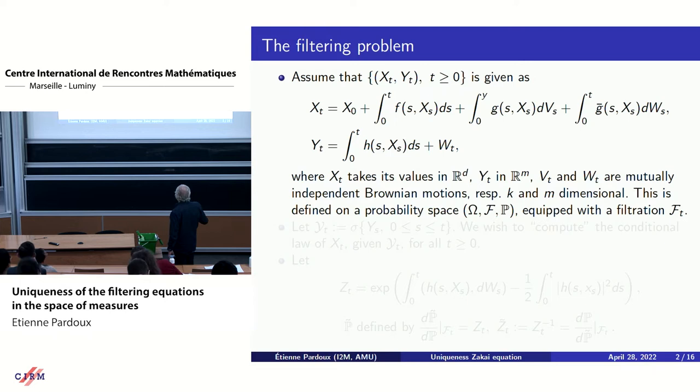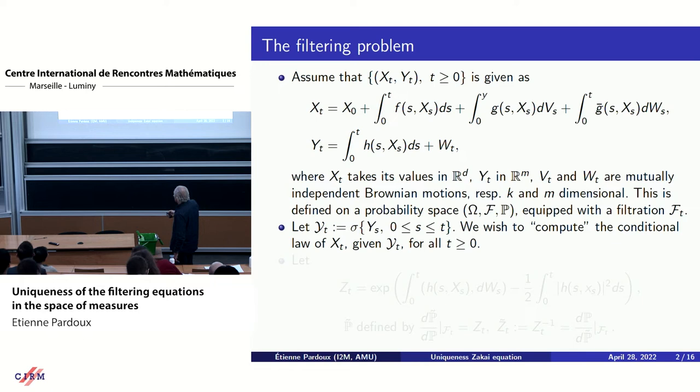Okay, so now I denote by Y_t the filtration generated by Y_s, with s running from 0 to t, and we wish to compute or characterize the conditional law of X given Y. So if you like, you assume that you observe in continuous time the second process, but the first process is unobserved, and you want to get as much information as you can on X_t given all observations of Y between 0 and t.